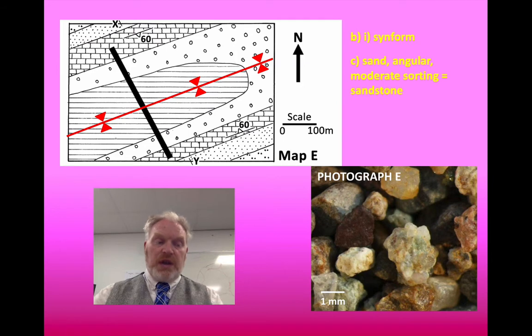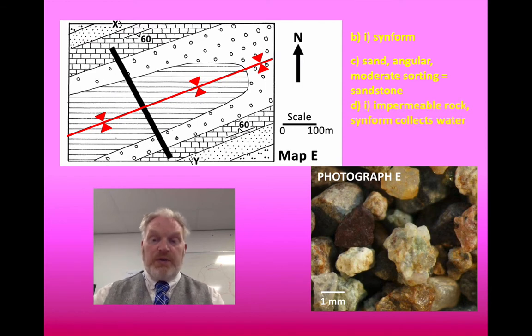Now this site has been suggested as a possible dam site. The black line there represents where the dam would be. And there are two things that could make this a good place for it. Firstly, we've got some impermeable rock here. The shale down in the middle of the valley there will be impermeable. And the syn-form structure allows it to collect water. Water will run down those bedding planes, will run down the direction of dip and collect in the middle behind that dam.